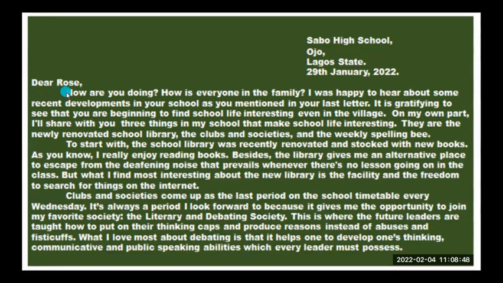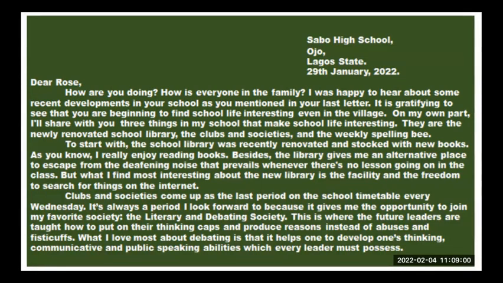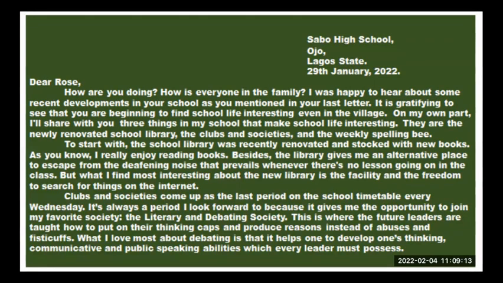And we are going to that. So "Dear Rose," comma, and then in the next line, you begin your first paragraph, which is where you have your introduction. Remember that the content of your letter should be divided into three parts: the introduction, the body, and the conclusion. The first paragraph is for introduction.